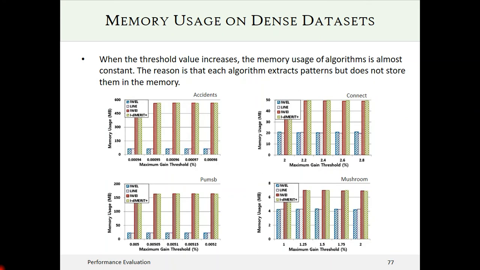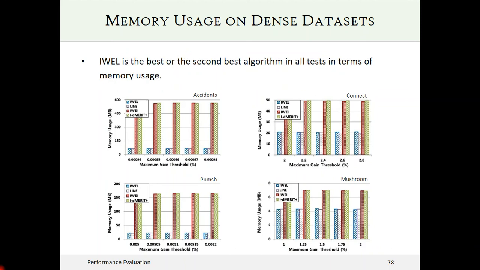As another evaluation, here we see the results for memory usage tests on 4 different dense datasets again. Here again, the x-axis represents the different thresholds, and the y-axis is the memory that each of the algorithms used to complete their tasks. One fact to notice is that when the threshold value increases, the memory usage of all algorithms is almost constant. The reason is that each algorithm extracts patterns but doesn't store them in the memory. Besides, we can see that IWEL, shown by light blue color, is the best or the second best algorithm in all tests in terms of memory usage.